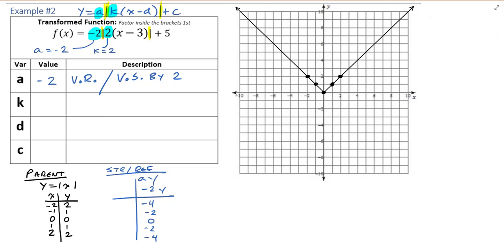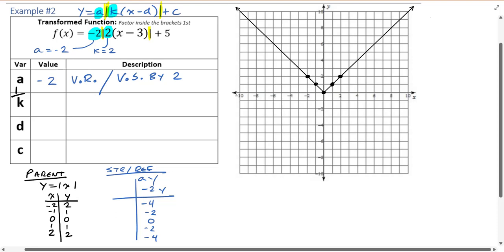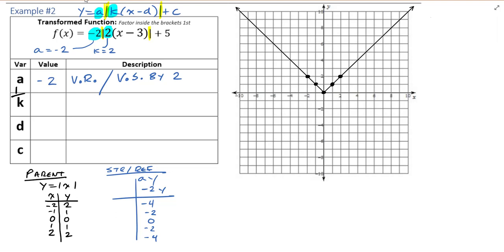Now the k value here is 2. Now again, we don't work with k, we work with 1 over k. So what we're actually going to have here is 1 over 2. And I got k written here, but what we really want is 1 over k. So 1 over 2, which means we're going to multiply our x coordinates by 1/2.